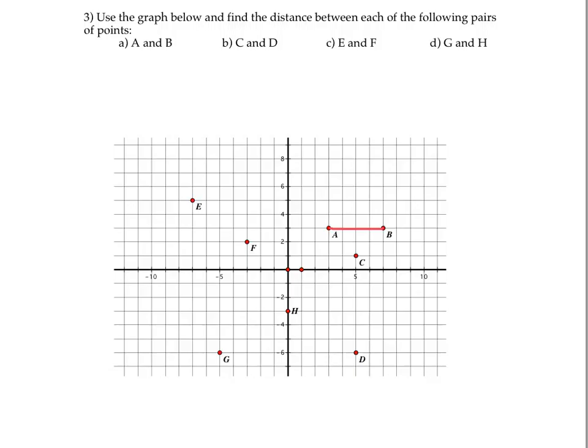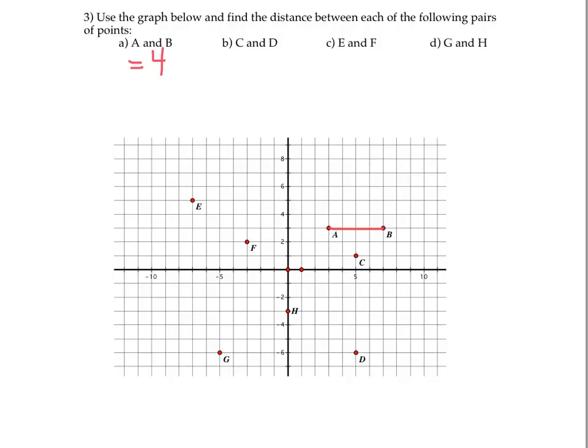Now if you notice, this is a horizontal line segment. It's really easy to find the distance between those 2 points. All you have to do is count the squares. Those 2 points are 4 squares apart, so you can say the distance between those 2 points is 4.